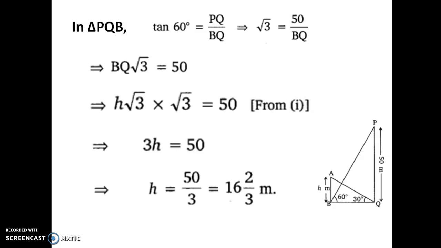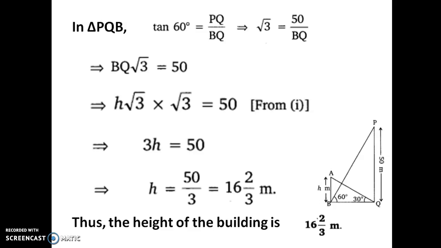That in terms of mixed fraction is written as 16 2 by 3 meter, or else in decimal also you can write. So the height of the building is 16 2 by 3 meter.